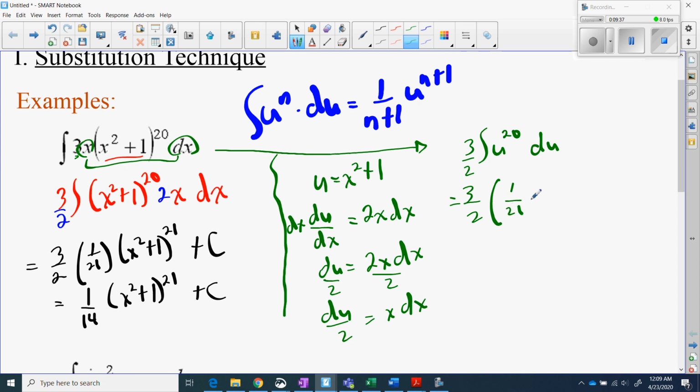1 over 21 u to the exponent 21. I'm going to put my plus c back in here. Same as now, 3 goes into 21 7 times, multiplied by 2 is 1/14.